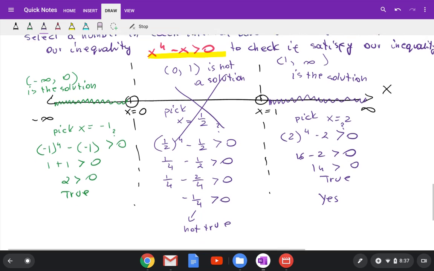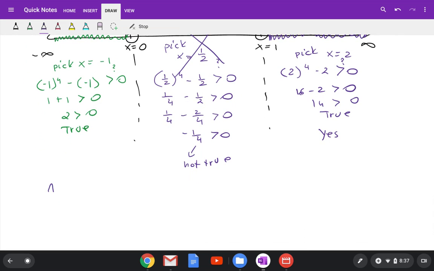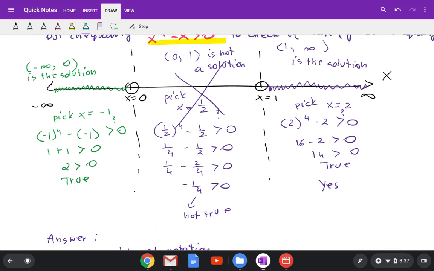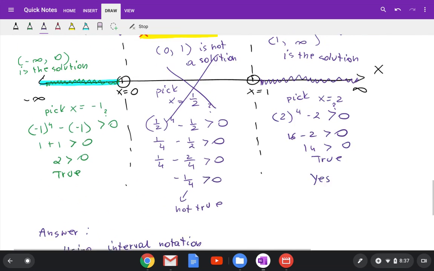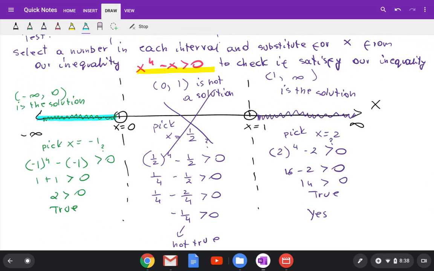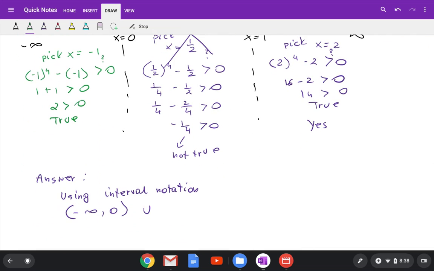Okay, so let's write down the solution. So the final answer, using interval notation: the solution of this inequality is the interval right here from negative infinity to 0, union, and the second interval, which we checked and we know that it satisfies the inequality, from 1 to positive infinity.